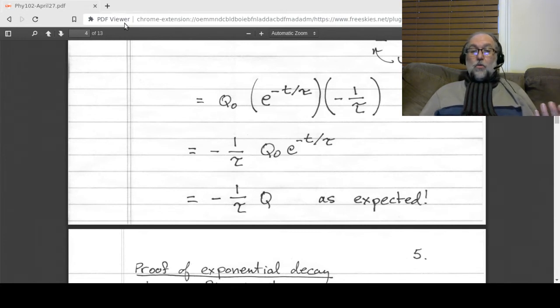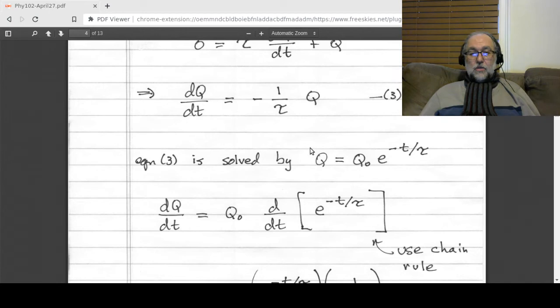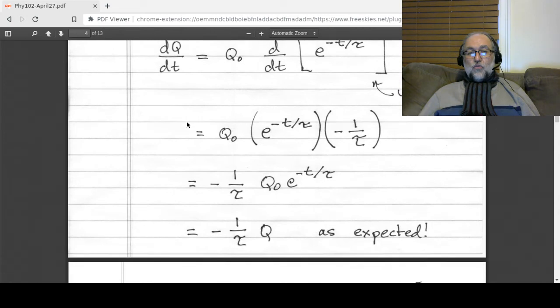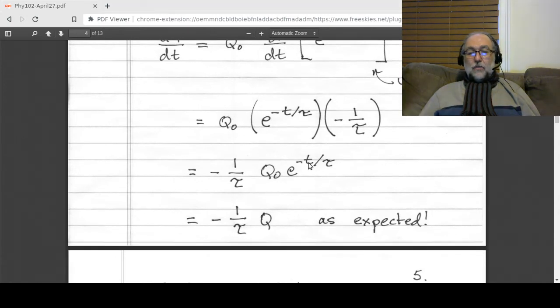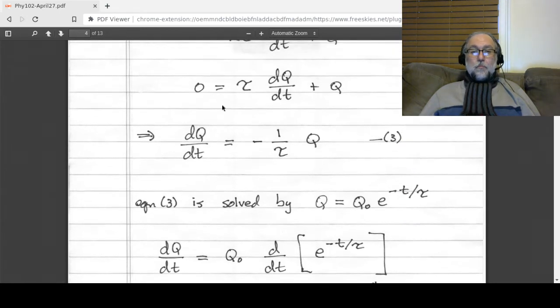So look at this right here. Q is Q naught e to the minus t over tau. So if I just recognize that Q naught e to the minus t over tau is Q, I can replace that all with Q. And what did I just show? I just showed that dQ by dt is equal to minus 1 over tau times Q. So what does this prove? This proves that this differential equation here is solved by that exponential decay.